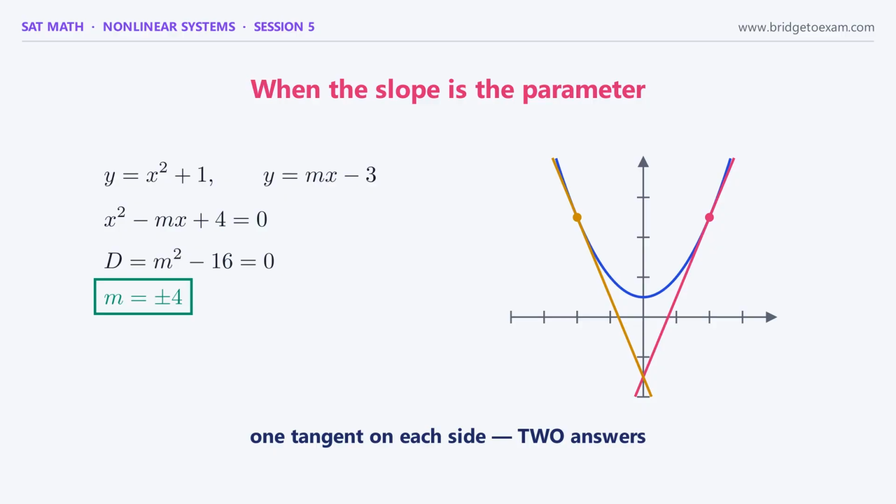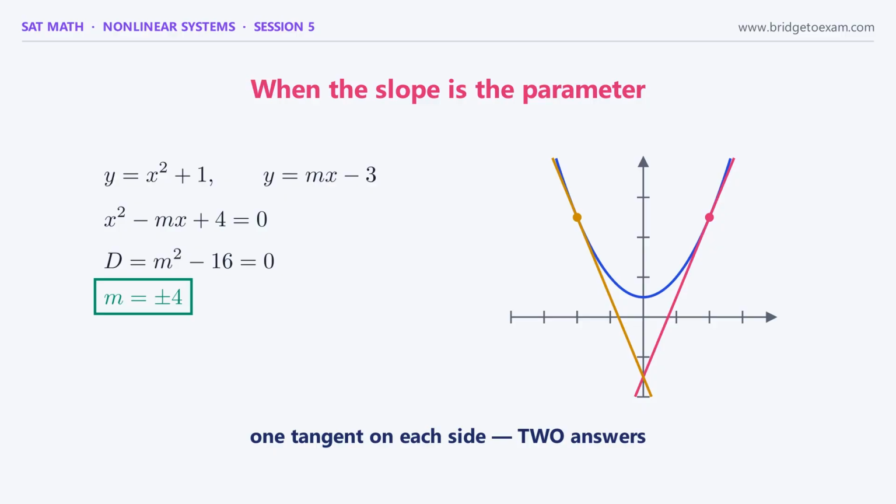The discriminant is negative m squared minus 4 times 1 times 4. That's m squared minus 16. Set it to 0. m squared equals 16, so m equals plus or minus 4. 2 answers. And that is not a mistake. Geometrically, it's obvious once you see it.